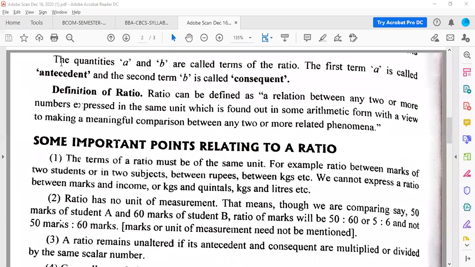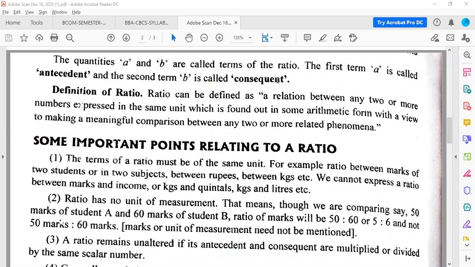Yes. Now, moving further, the quantities A and B are called the terms of the ratio. So, a ratio A and B are there, and they are quantities of the same kind, which we will be comparing. This comparison can be called a ratio under the division method, and these A and B are called the terms of the ratio, and each of A and B has a name.